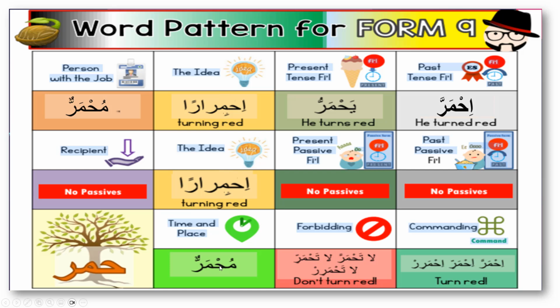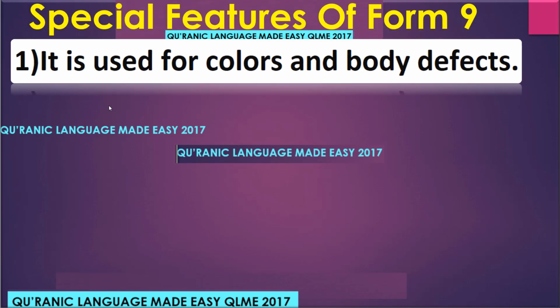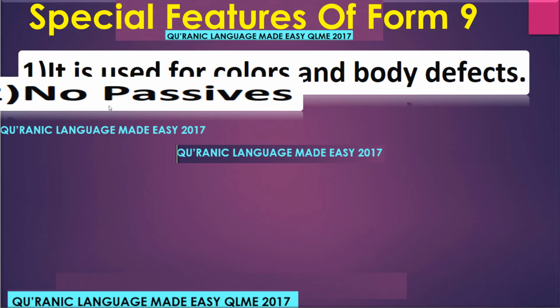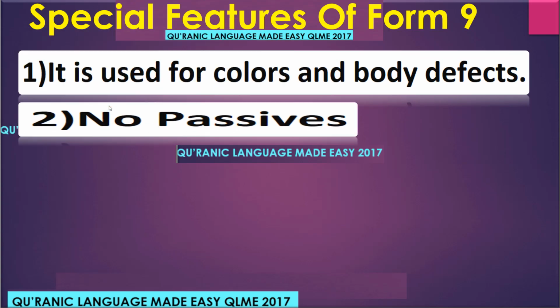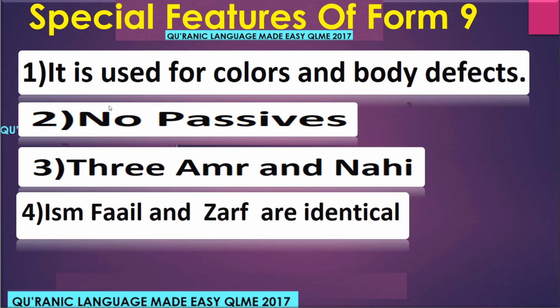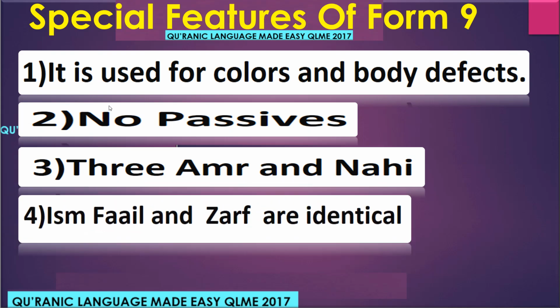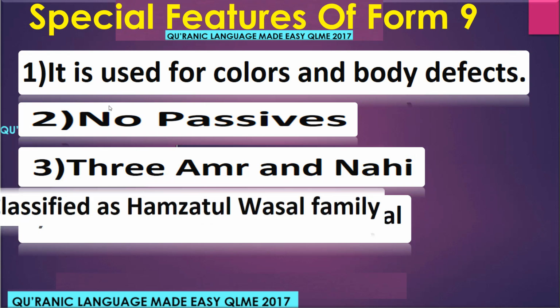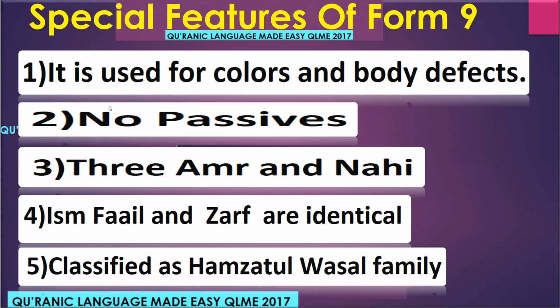And interestingly, it's same as ism fa'il. In the previous forms, the ism zarf was same as ism maf'ul, but this form 9 is unique where the ism zarf and ism fa'il are the same. And the special features of this form 9 are it is used for colors and body defects. And there are no passives for this form because it's lazim and intransitive. And there are 3 amr, that is command, and 3 nahi, forbidding, for second person masculine singular anta. Interestingly, here the ism fa'il, the active participle, and dharf ism for time and place are identical. And this family is classified as Hamzatul Wasl family. For form 9, change of color is usually only a temporary, transitory, or accidental color change.